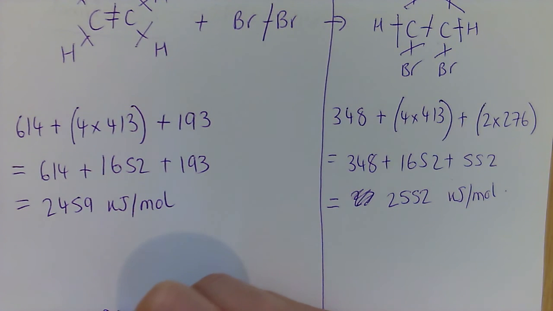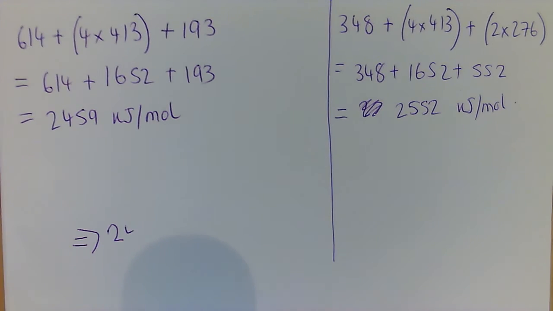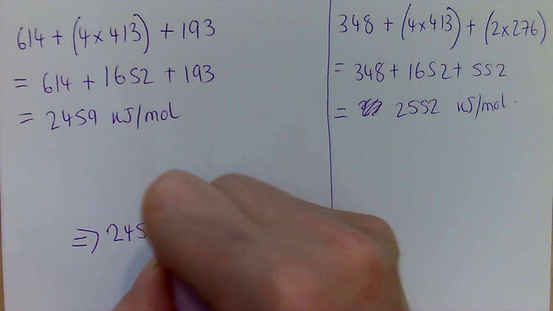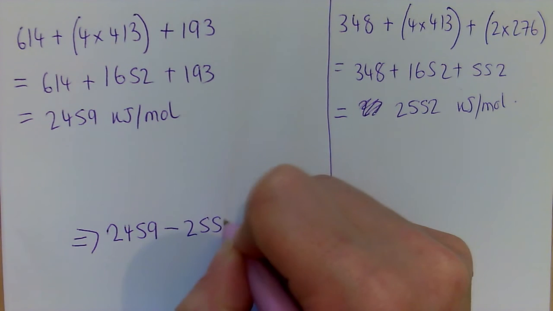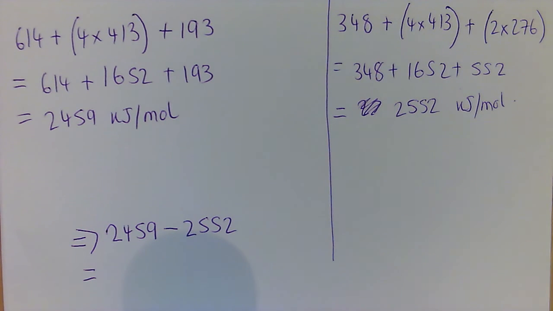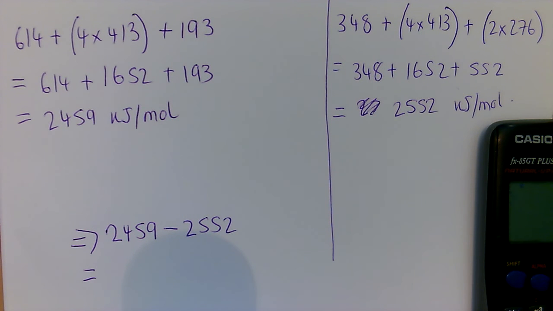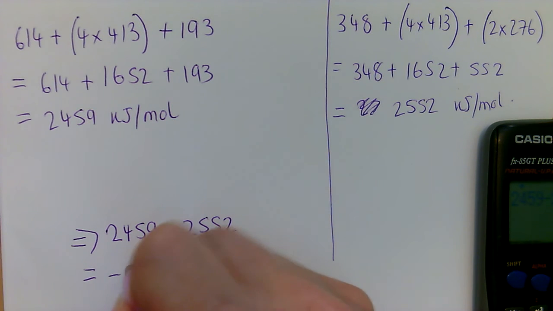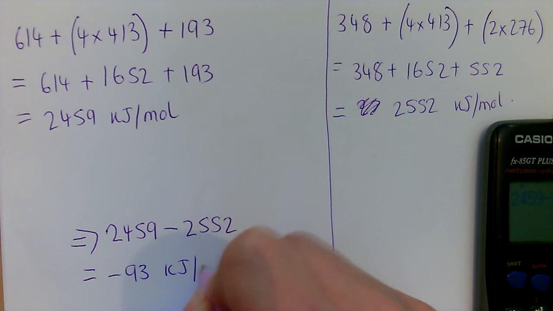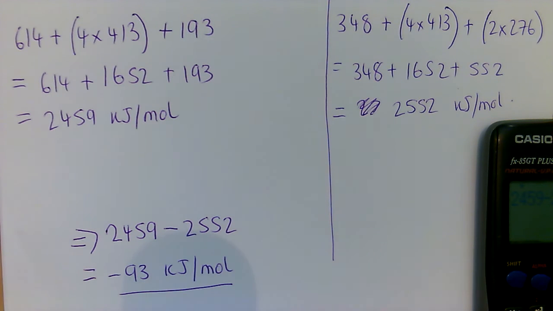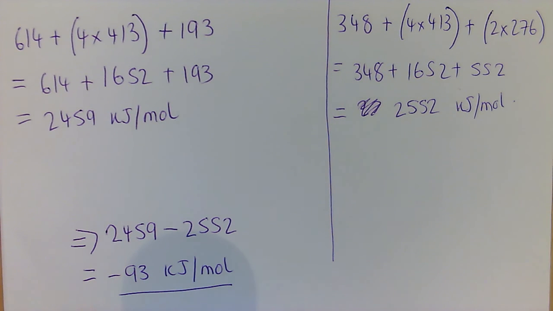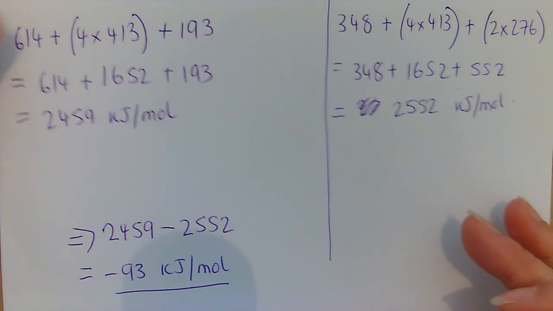But I need to prove it, so I'm going to do 2,459 minus the 2,552. And it's minus 93 kilojoules per mole overall. So I can see that it's an exothermic process because it's got a negative sign. Hopefully you got that answer when you did yours.